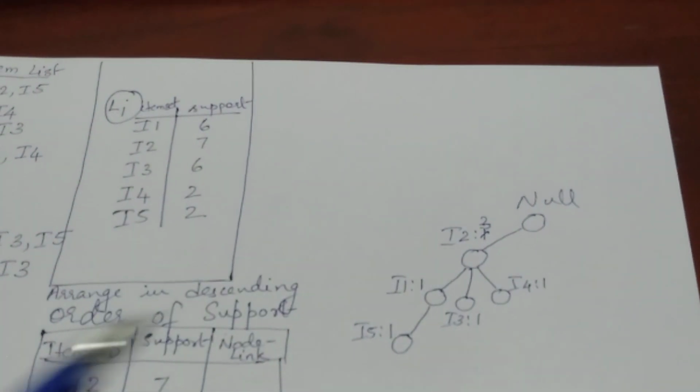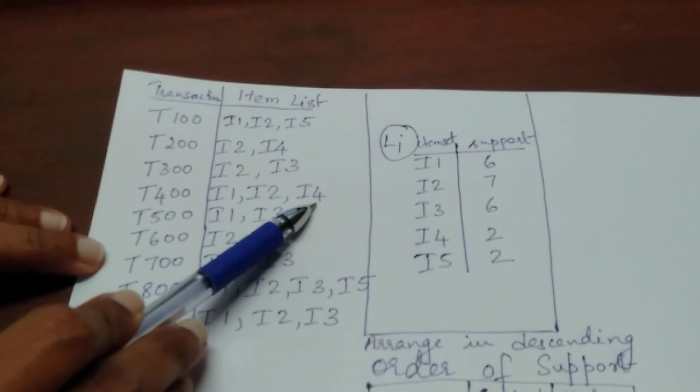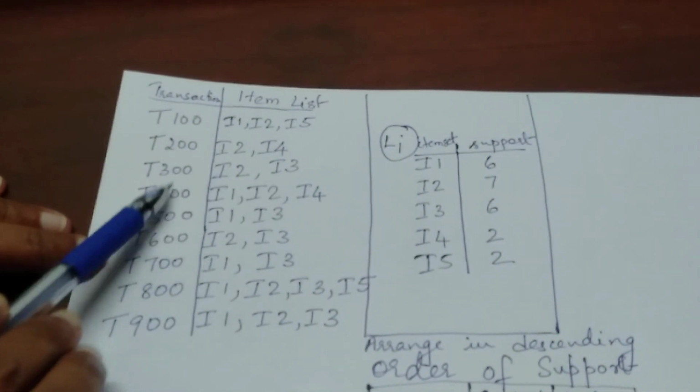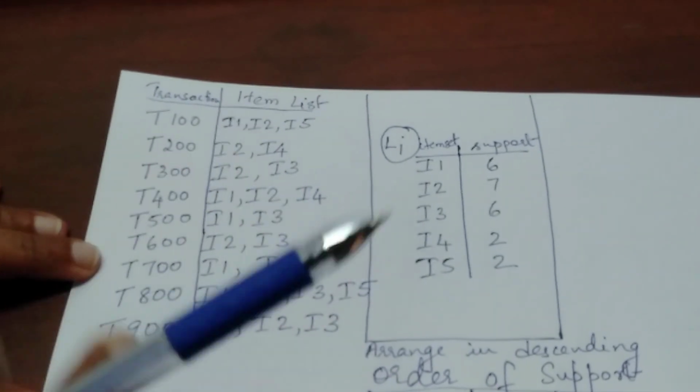So now I have got the third transaction. Next transaction is I1, I2, I4. But now the order is different. I2 will come first, then I1, then I4. So I will draw I2, I1, I4.